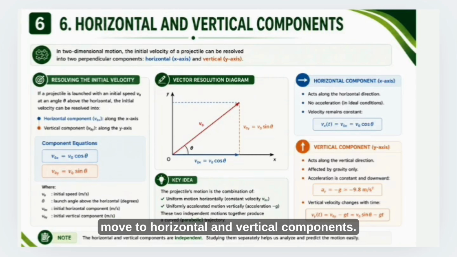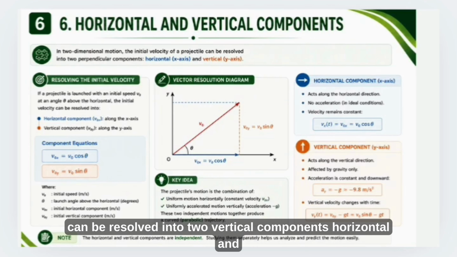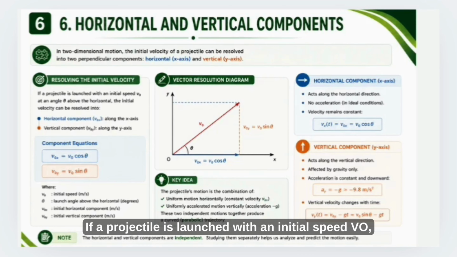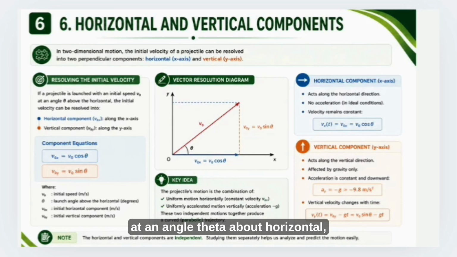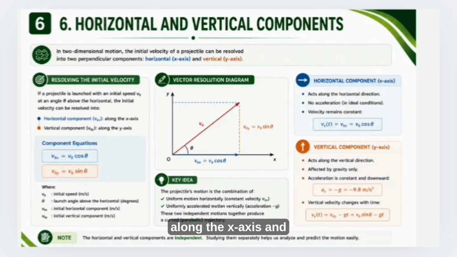We move to horizontal and vertical components. In two-dimensional motion, the initial velocity of a projectile can be resolved into two perpendicular components, horizontal and vertical components. Resolving initial velocity: if a projectile is launched with an initial speed v at an angle theta above the horizontal, the initial velocity can be resolved into a horizontal component along the x-axis and a vertical component along the y-axis.